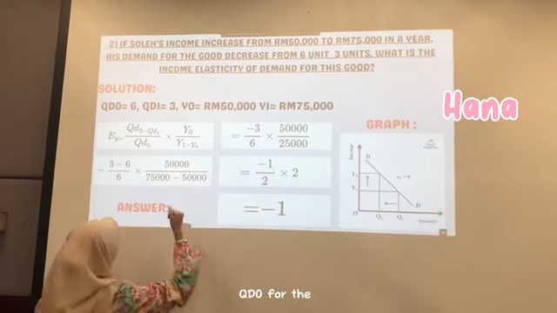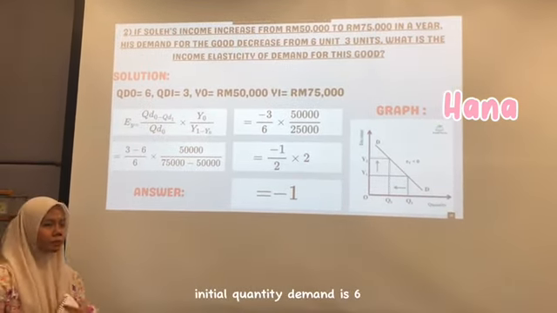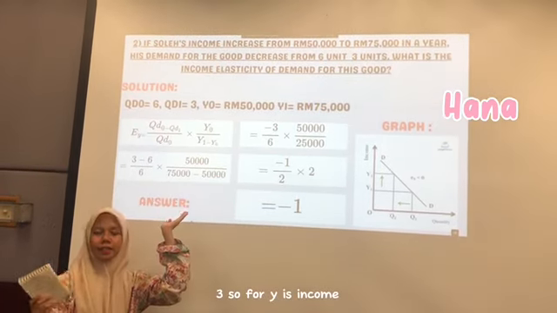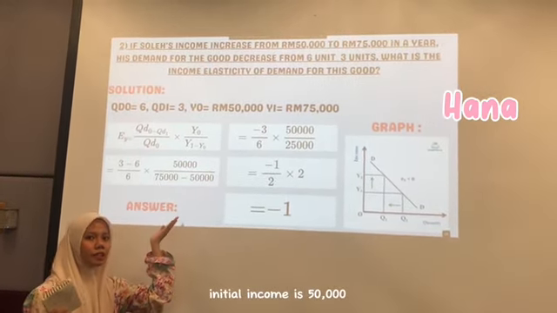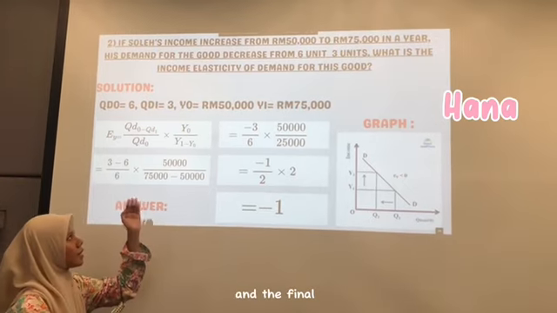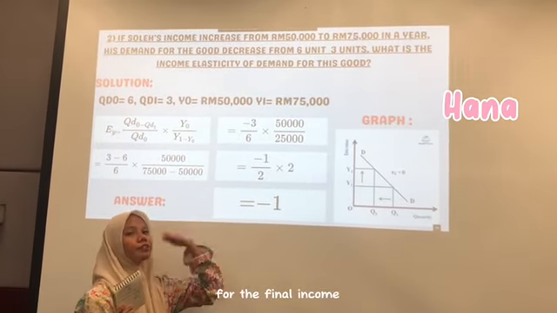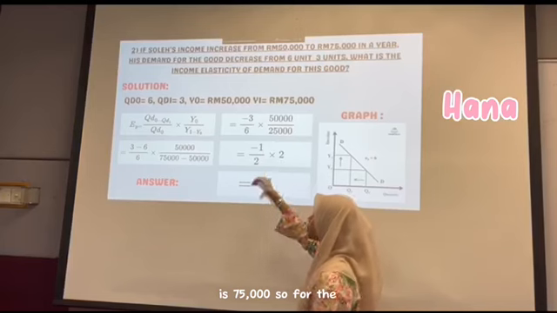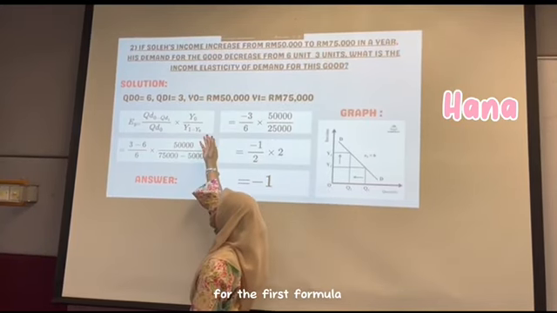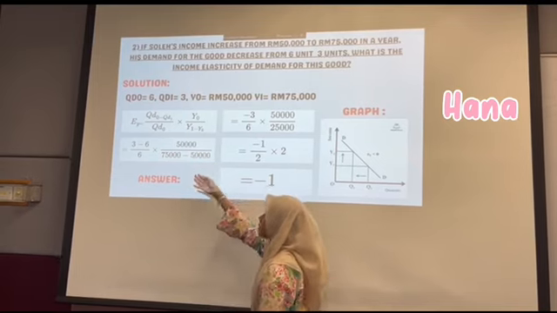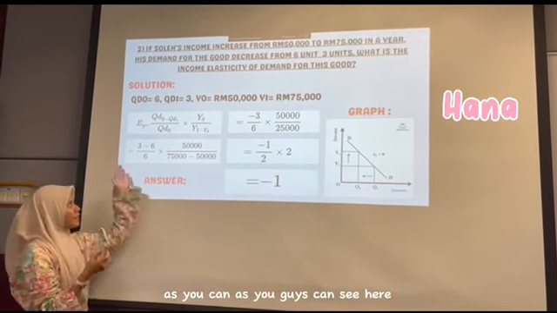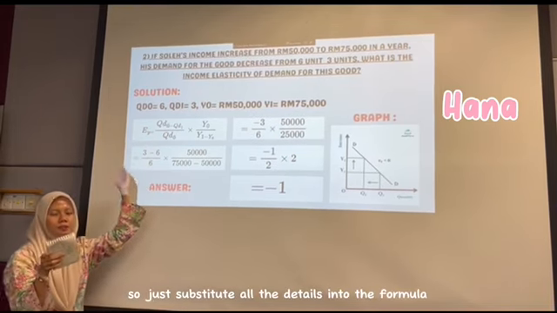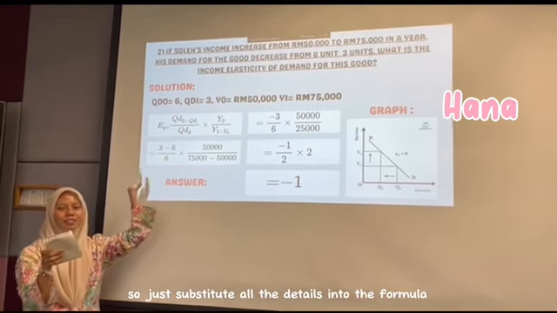So QD0, the initial quantity demanded, is 6, and the final is 3. For Y, the initial income is 50,000, and the final income is 75,000. So for the first formula, this is the formula. As you can see here, this is the formula. So just substitute all the details into the formula.